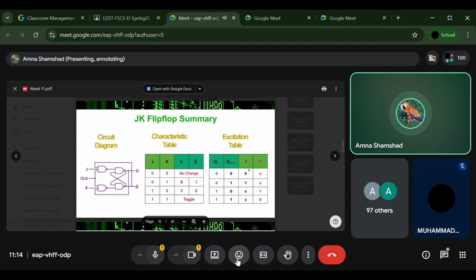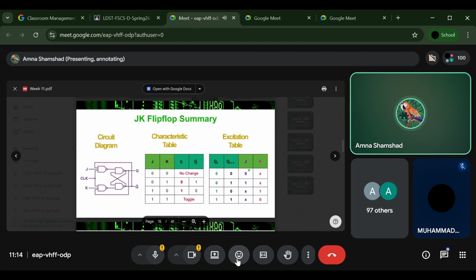In this diagram, we have 4 NAND gates. The first 2 NAND gates have inputs J and K with the clock signal. The next 2 NAND gates have a cross-coupled connection. Cross-coupled connection means the output of one is connected to the input of the second gate, and similarly the output of the second is connected to the input of first. This is my cross coupled connection. One extra thing you have seen in this diagram.